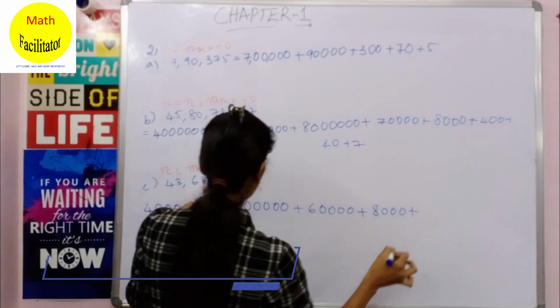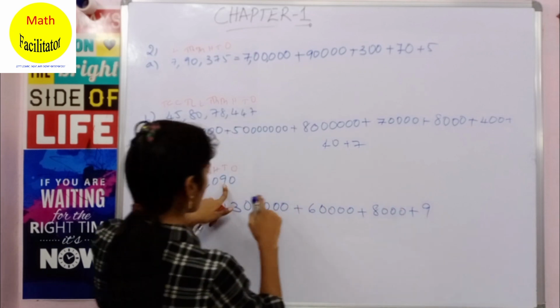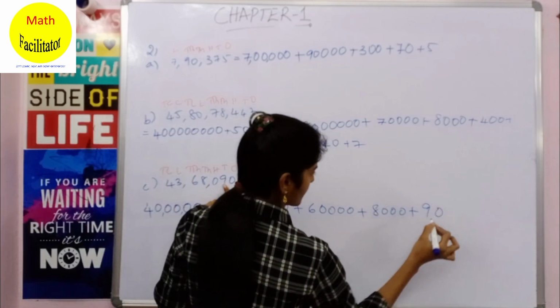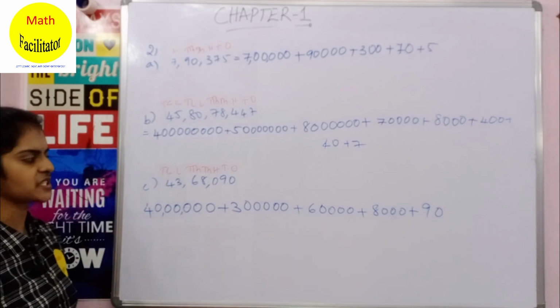3 zeros, plus you have a 0 here, will not take it. You have 9 along with how many zeros? 1 zero. Okay, and again you have 0, so we'll stop it here. Okay, so simply you can expand it in this way.